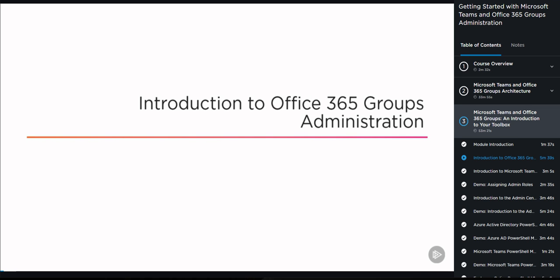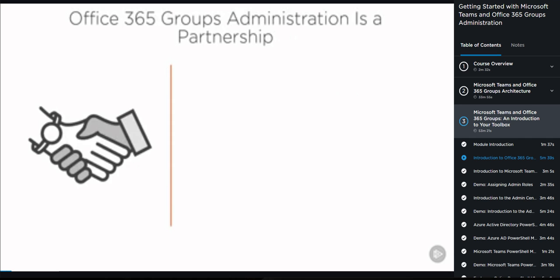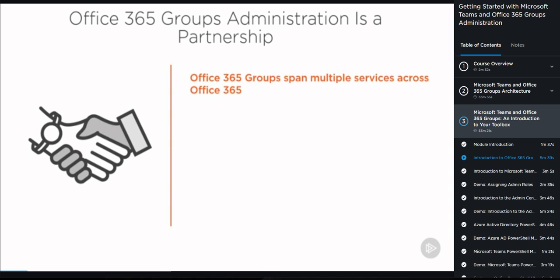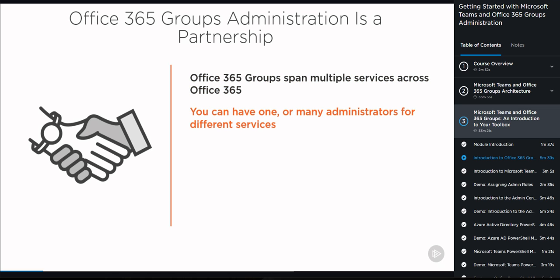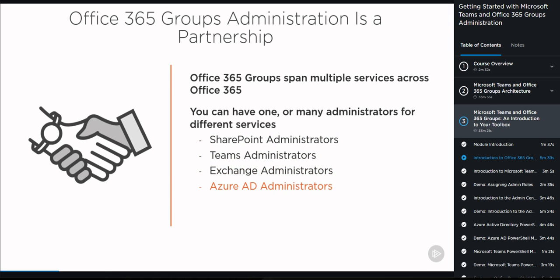Let's start by doing an introduction to Office 365 Groups administration. First things first, Office 365 Groups Administration is a partnership. It's really not something you can get out there and do alone without collaborating with anyone else, because Office 365 Groups has a lot of services in the Office 365 stack, and enterprises usually have one or many administrators for different services. Larger organizations usually have dedicated SharePoint admins, Teams admins, Exchange admins, Azure Active Directory admins, and so on.